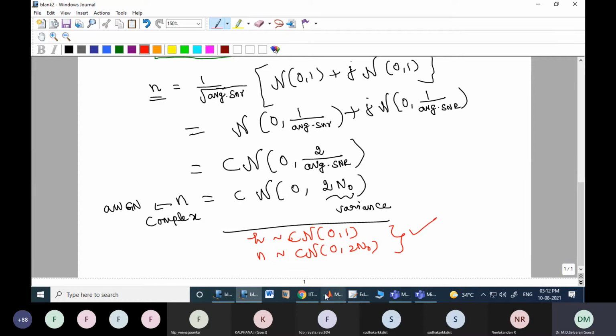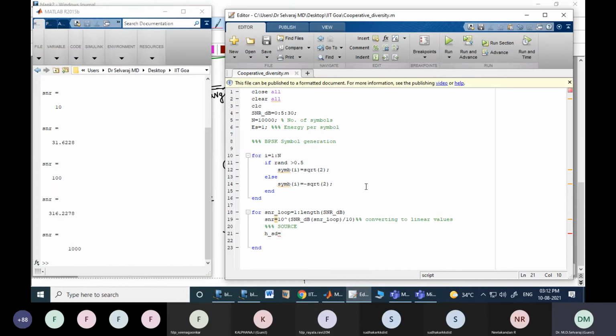Now let us go back to my MATLAB and set all these things. Whatever we discussed so far, I'm going to set the H value. Hereafter, it is going to be simple. HST is equal to 1 divided by square root of 2, and this side is going to be rand n.